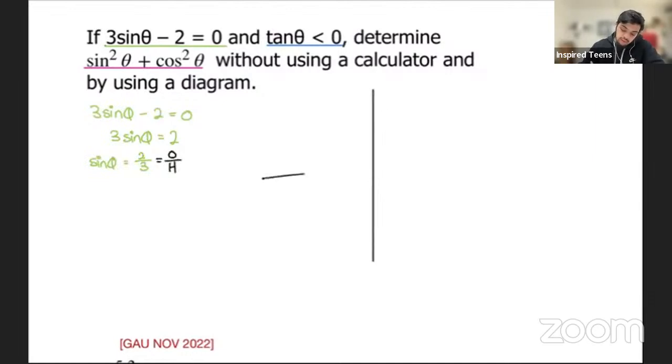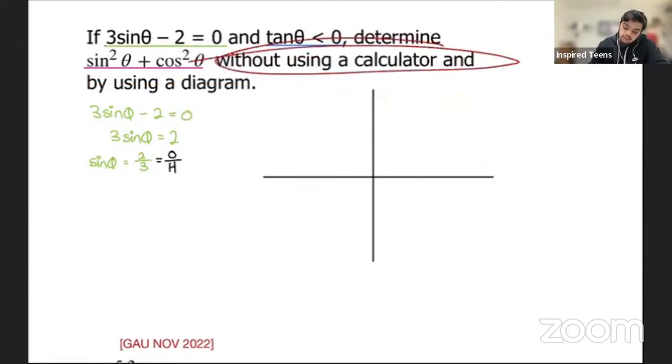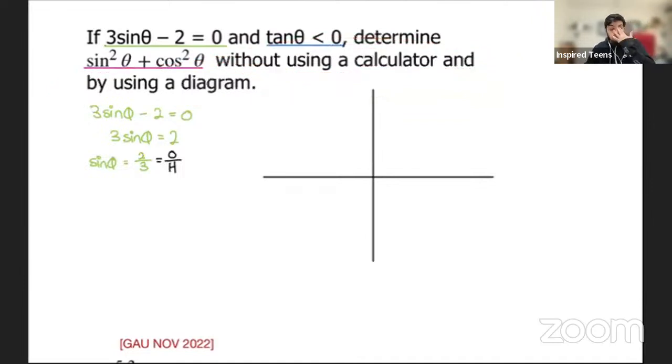This is how we solve this question, by the way. Sometimes they won't say by using a diagram. They could just say without using a calculator, or just by using a diagram, or both, like in this case. But irrespective of how they phrase it, you're going to be using a Cartesian plane, and we're going to be using it in the following way.